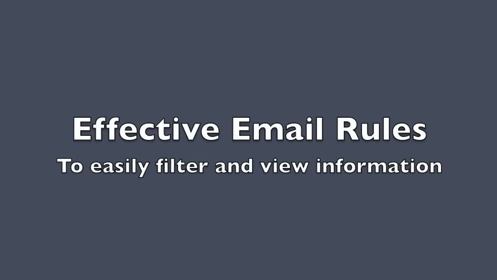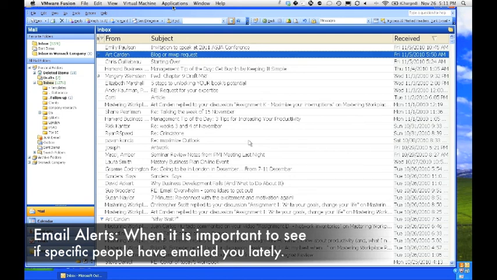Effective rules in Microsoft Outlook. 3 ways to filter information important to you. Number 1. Create email alerts when it is important to see messages from specific people such as a manager or a coworker. When these people email you, you want to know right away.